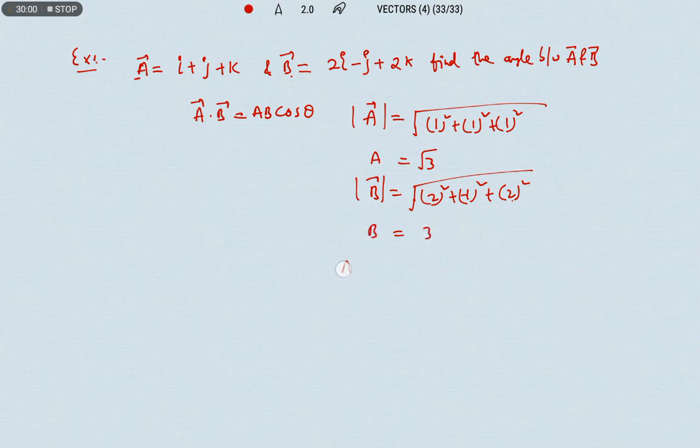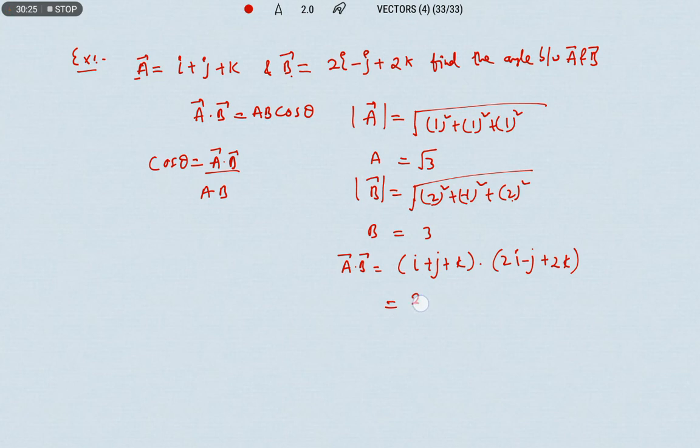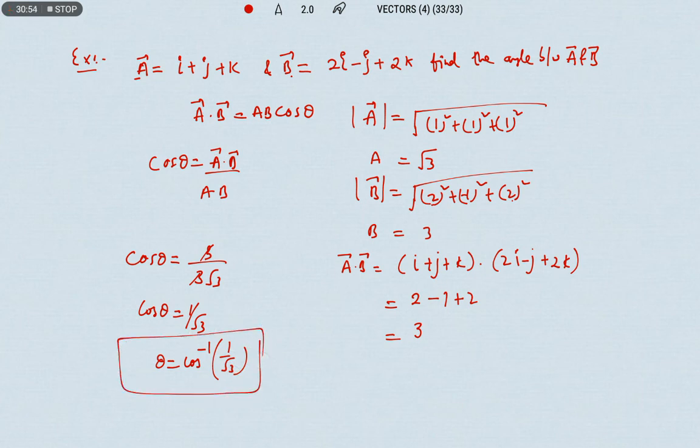Next, A bar dot B bar. Because of cos theta, we can express A bar dot B bar by AB. So A bar dot B bar, i plus j plus k dot 2i minus j plus 2k. Multiply the components: 2 minus 1 plus 2, so 3. Now let's substitute: cos theta equals 3 by 3 root 3. So cos theta equals 1 by root 3. Therefore theta equals cos inverse of 1 by root 3. So in this way we can expect a question from the dot product of vectors.